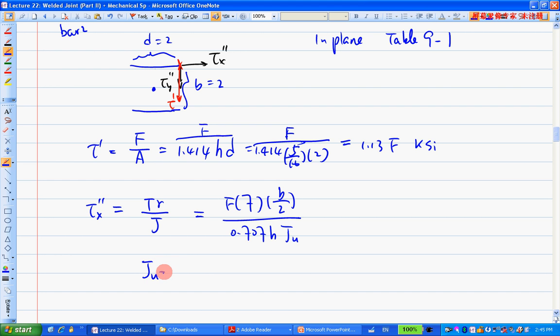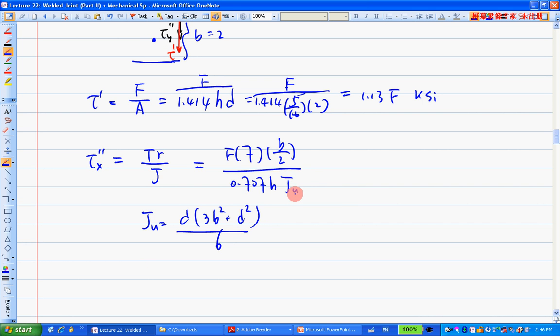So JU equal to D, 3b squared plus d squared over 6. This is where the importance of getting the right value for d and b comes in. If you don't get the right value of d and b, your JU will be wrong, then everything else will be wrong. So in this case, d and b are both 2. Then plugging the numbers.